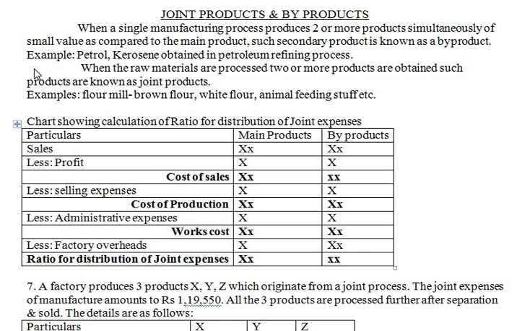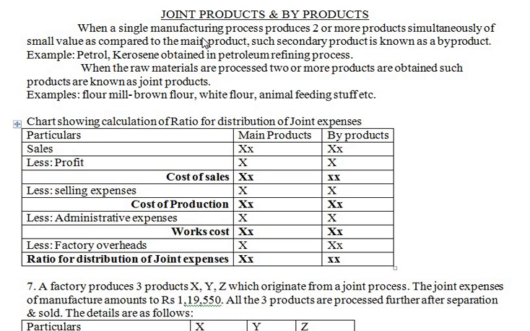When a single manufacturing process produces three or more products simultaneously, of small value as compared to the main product, such a secondary product is known as a byproduct. For example, petrol and kerosene obtained in the petroleum refining process. So this is what a byproduct is.